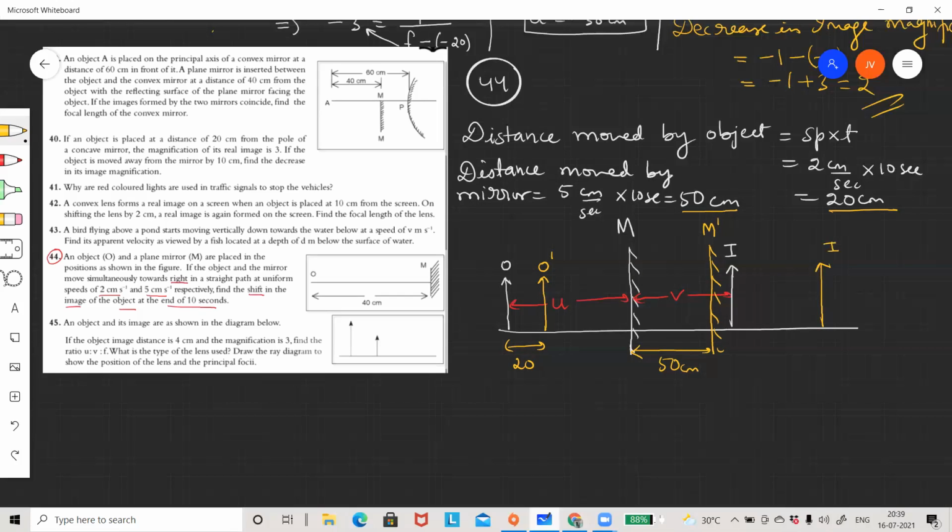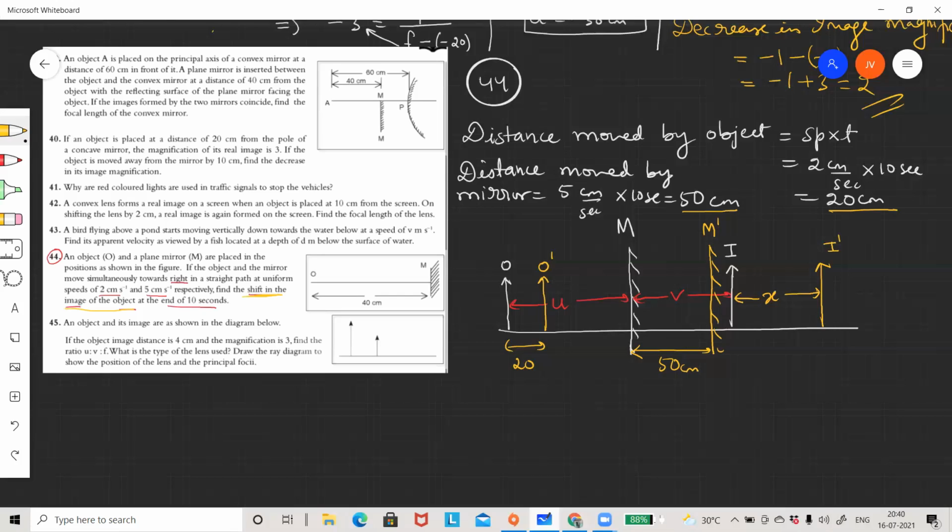Now what the question is, they said find the shift in image of the object. Shift in image of the object means we have to find the distance between the new image and old image. That means X we have to find out. So that's what they're asking. Find shift in image of object at the end of 10 seconds. Exactly. So this is what they're asking. So how do we find distance between?